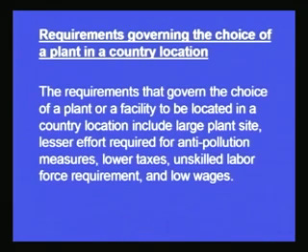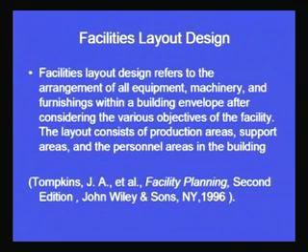So till now we have covered just 2 slides, but we have been able to figure out what the requirements are that favor the location of a plant to be in the city and what the requirements are that favor a location of a plant to be in the countryside. Now let us come on to facilities layout design. Facilities layout design refers to the arrangement of all equipment, machinery and furnishings within a building envelope after considering the various objectives of the facility. The layout consists of production areas, support areas and the personal areas in the building.